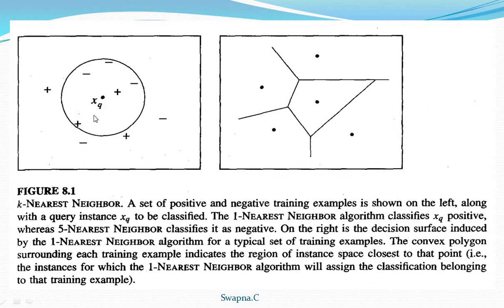Whenever the k value increases, here in this example we are taking k as 5. So we need to consider the 5 nearest training examples for the new query instance XQ. These are the 5 nearest training examples for the new query instance. In this, the most common one is negative. 3 negatives are there, 2 positives are there. So the most common one is negative, and that's why this new query instance is classified as a negative training example.